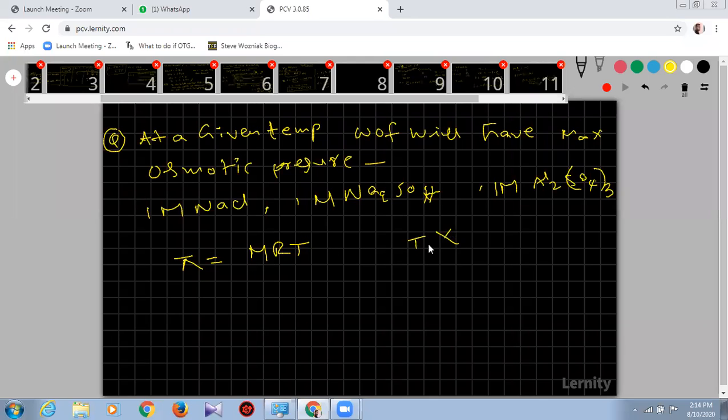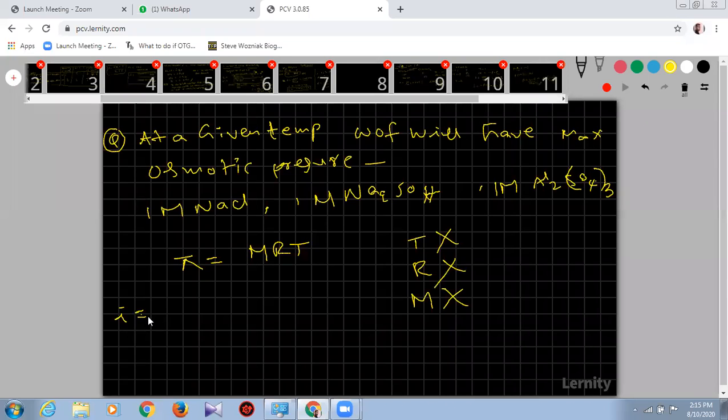That's why it won't affect the pi. Osmotic pressure won't depend on the temperature because for all of these it's the same temperature. And what about the R value? It is also the same. And what about molarity? This is also the same, 1 molar, 1 molar, 1 molar. So that's why it won't affect the osmotic pressure. But if you consider the Van't Hoff factor, then we will see a difference. So the Van't Hoff factor, the i value.